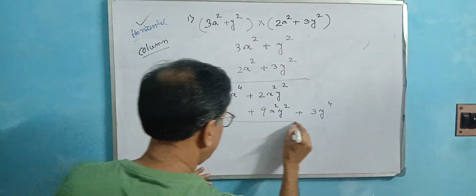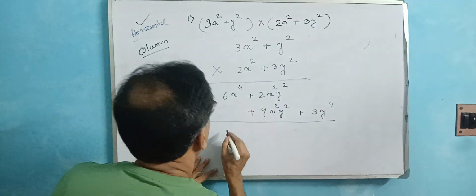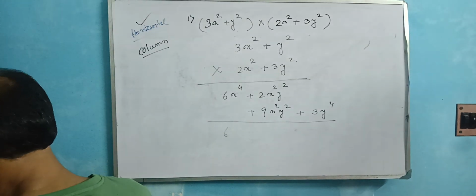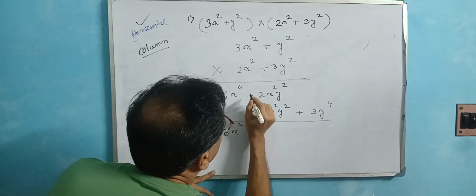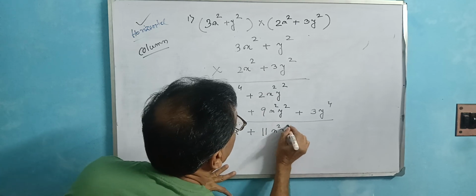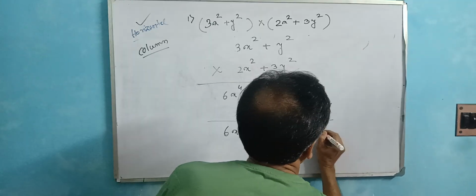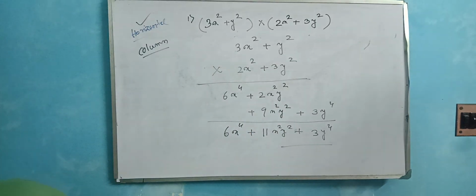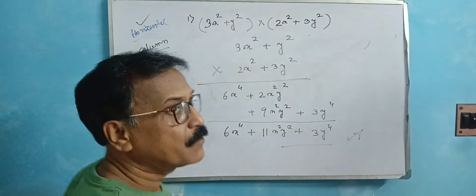Now we add. In case of the simplify rule, add. So here is 6x to the power 4. Same sign, addition: 9 plus 2 is 11x square y square. And now this is 3y to the power 4. So this is the answer. This is actually called the column process.